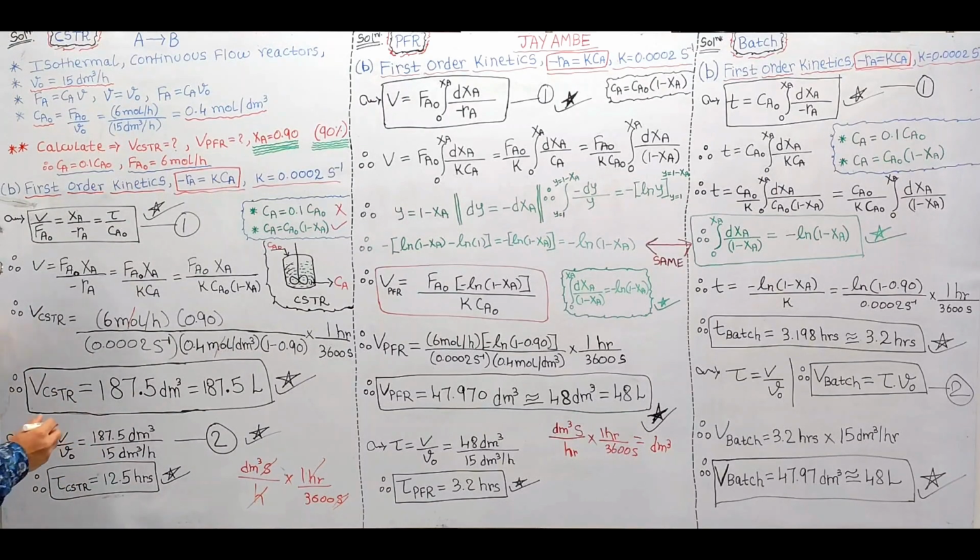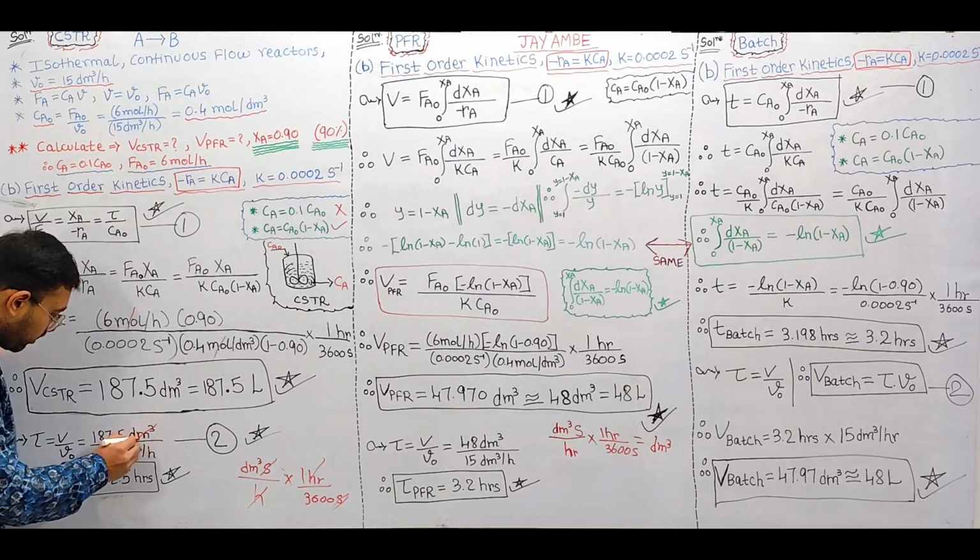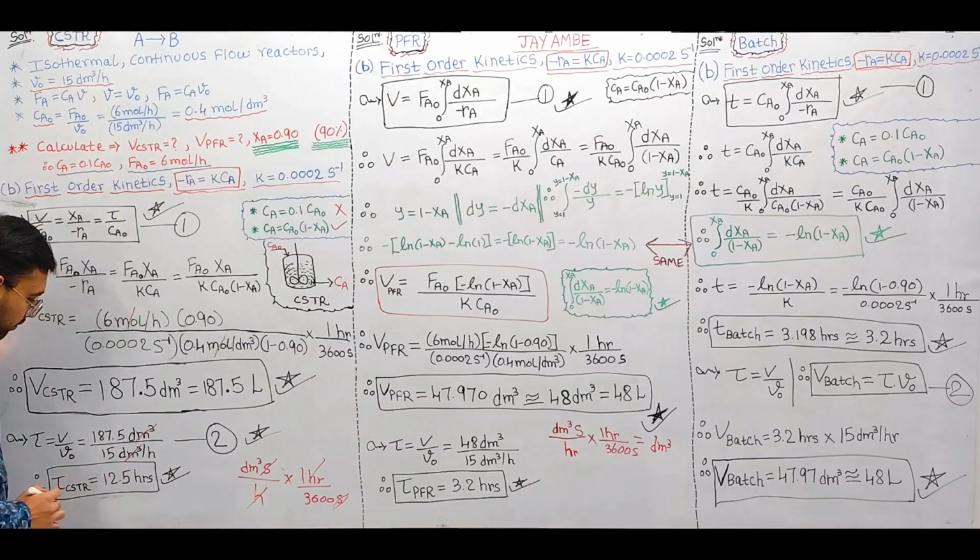So in a similar way, from the numerator and denominator, we can cancel off the cubic decimeter. We are remaining with the hour, right? So after solving these, we'll get the answer: the space time of the CSTR is equal to 12.5 hours. I hope you have understood.